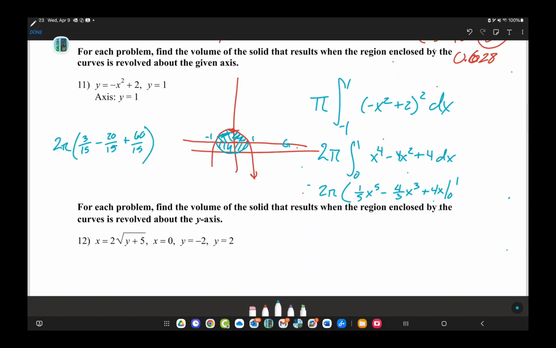Since the function is the same on both sides, from negative 1 to 1 you can just take the integral from 0 to 1 and double it. You can do it either way: either do half the integral and double it, or integrate from negative 1 to 1 without the 2. Not getting the same answer they got.